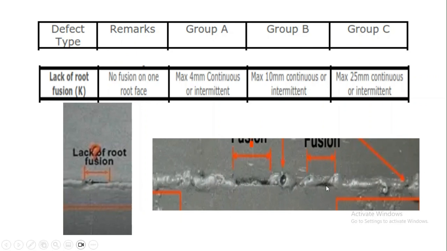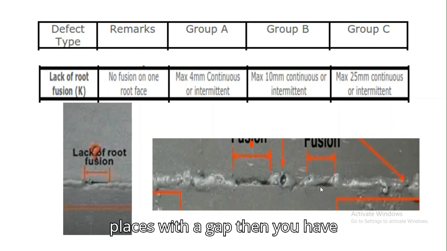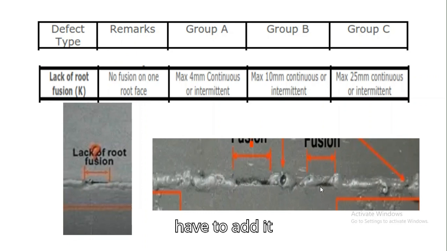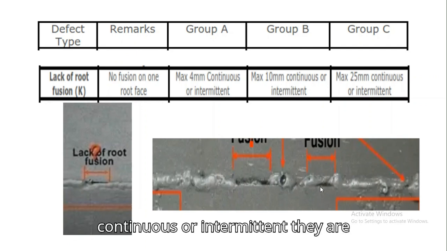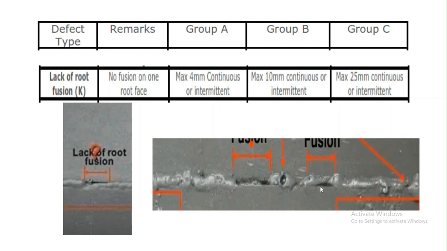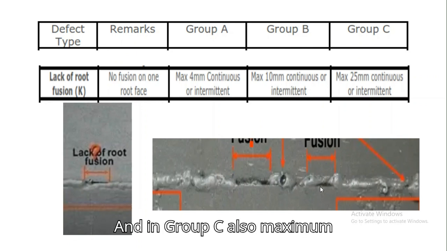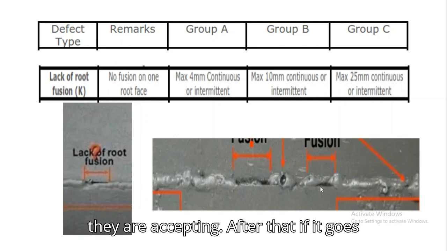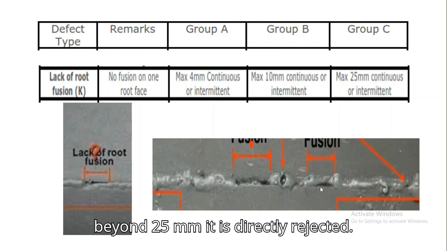Here also, if you notice it in multiple places with a gap, then you have to measure each length of the root fusion defect, add them up, and check against the criteria. Maximum 4 mm, either continuous or intermittent, they are allowing. If it goes beyond 4 mm, this is rejected. In group C also, a maximum of 25 mm, either continuous or intermittent, they are accepting. After that, if it goes beyond 25 mm, it's directly rejected.